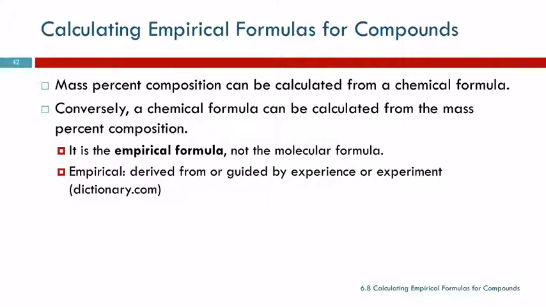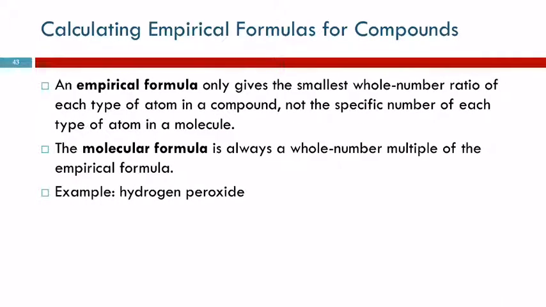When we use the percent composition to find the formula, this is the empirical formula. Remember, empirical means derived from or guided by experience or experiment. So the empirical formula comes from experimental data. It's going to give us the smallest whole number ratio of each type of atom that's in the compound. It's not going to tell us how many atoms of oxygen are in one molecule. It's just going to give us ratios.